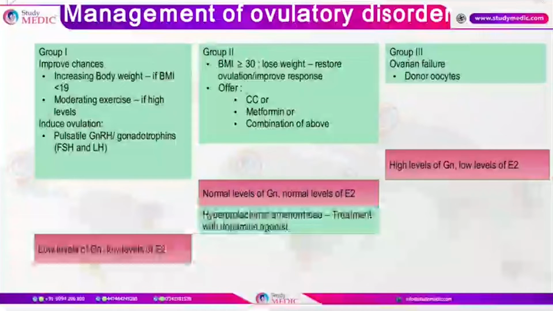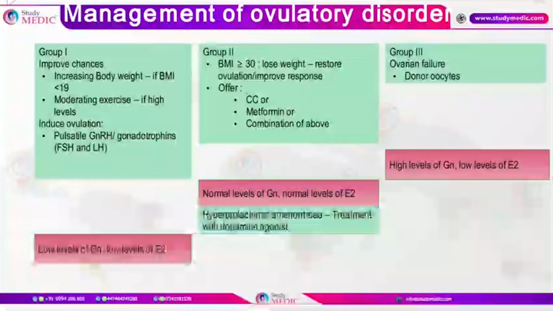And in order to get ovulation induction done, for the pharmacological ways, we can consider clomiphene citrate, we can consider metformin, or we can consider the combination of these. So these are the patients who will have normal gonadotropin and normal estradiol level, and one of the options could be hyperprolactinemic amenorrhea, where the treatment is with a dopamine agonist. Talking about this, hyperprolactinemia will be WHO category 4.